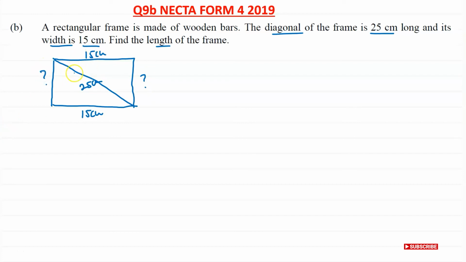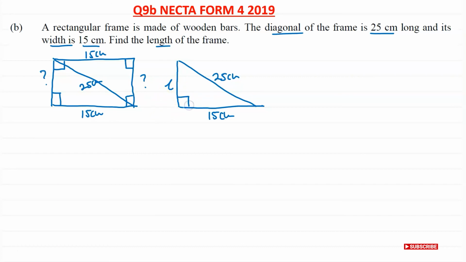What you need to know is properties of shapes. Because this frame is rectangular, the corners are going to be 90 degrees, so we have right angles here. What we can do now is see that we have right angle triangles that we can use to find the missing side. So I'm going to take one of these triangles out. This one is 15 centimeters, the diagonal is 25 centimeters, and we need to find the length. You can call this one L or X or A, whatever you want.